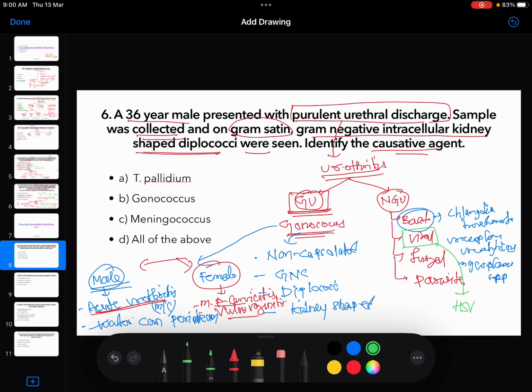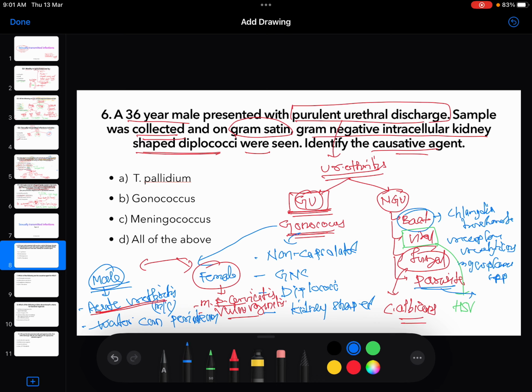What are the fungal causes? The fungal cause includes Candida albicans. Another is the parasitic cause, which is Trichomonas vaginalis. These are the causative agents of non-gonococcal urethritis.